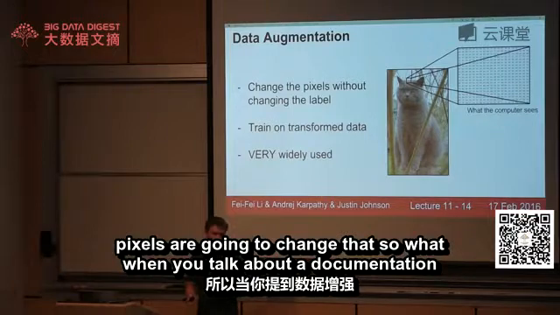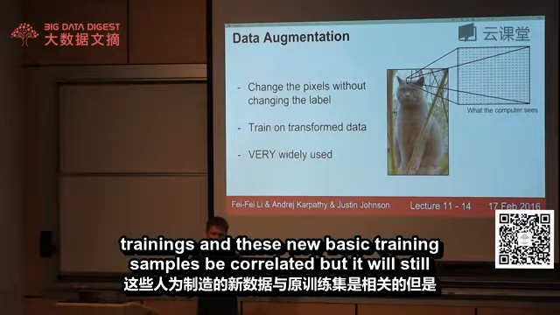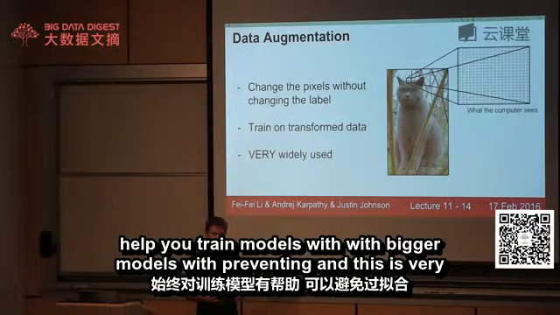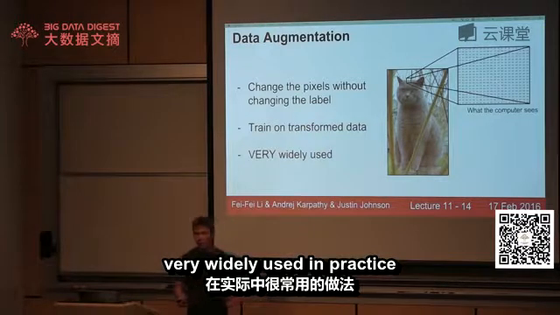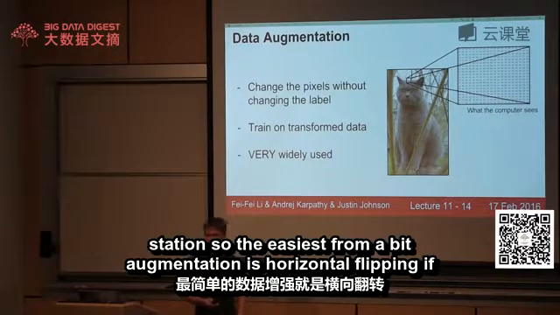So when you talk about data augmentation, you can imagine that you're expanding your training set. These new fake training examples will be correlated, but it'll still help you train bigger models with less overfitting. And this is very, very widely used in practice. Pretty much any CNN you see that's winning competitions or doing well on benchmarks is using some form of data augmentation.